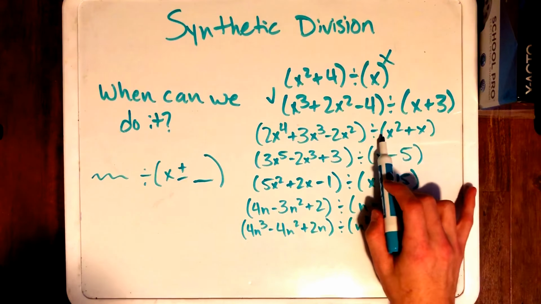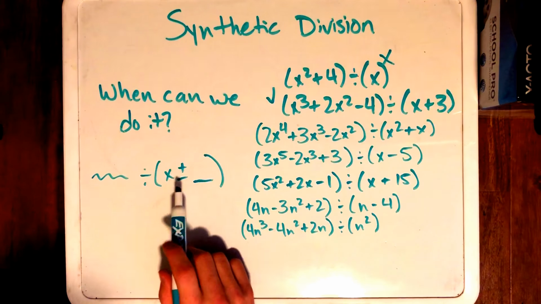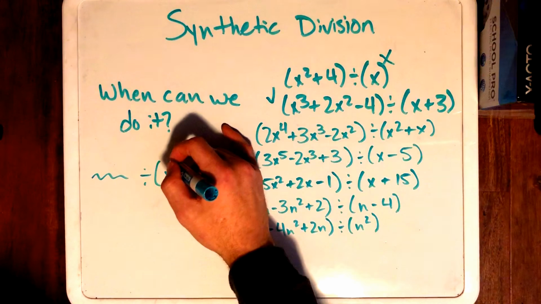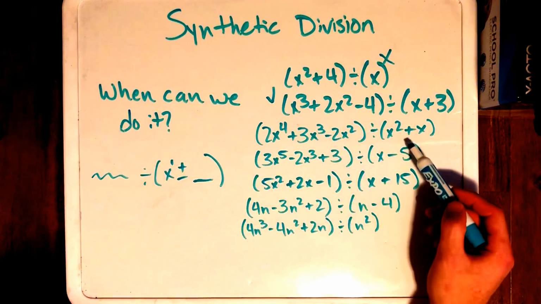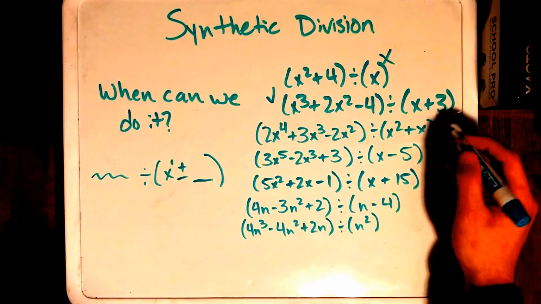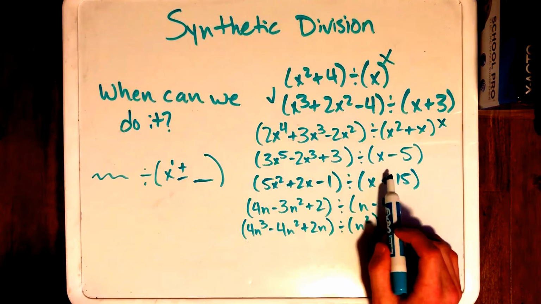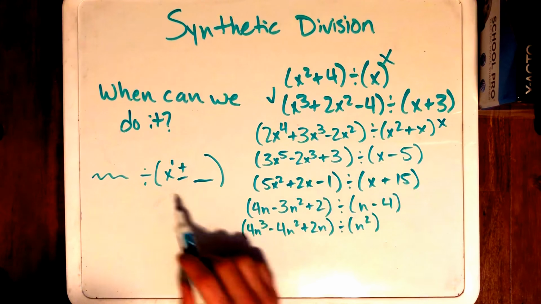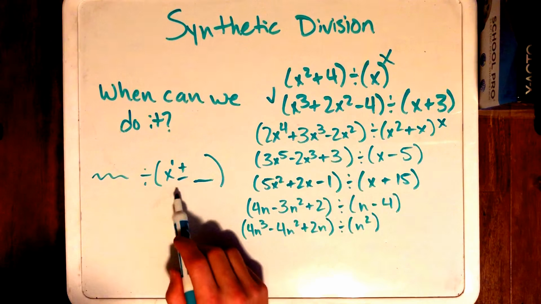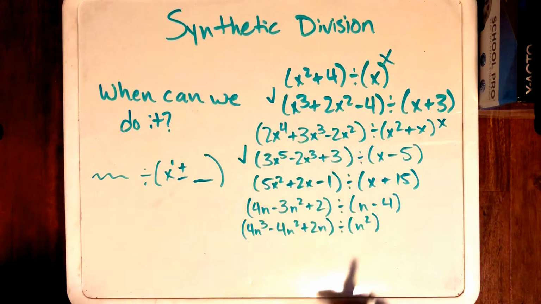If we move down to this one, we have divided by x squared plus x. So when we're going to do synthetic division, we need x, or whatever our variable is, to be to the first power. So because this is to the second power, we cannot do this one. Now, if we go down to our next one, we have divided by x minus 5, which is good because we have x to the first power right here, and then we have a minus 5. So this one, we could do it. Put a little check mark over here.